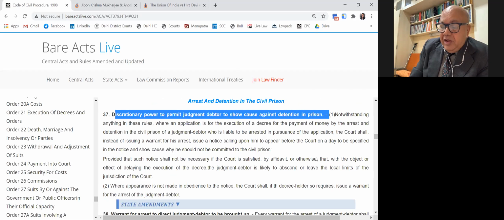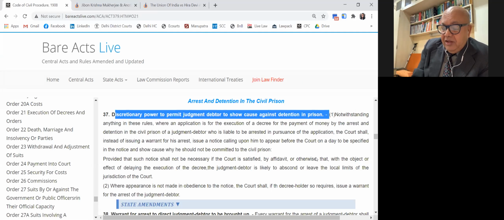Now, the court will say that here, before putting this man in jail, a show cause notice will be issued. The court will issue a show cause notice as to why he should not be committed to civil prison. Order 21, Rule 37 में देखिए आप, why he should not be committed to civil prison.